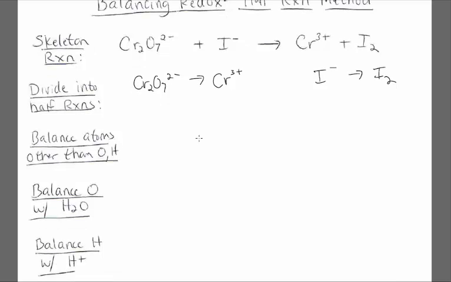All right, the next step is that you balance atoms that are not oxygen or hydrogen. So we're not going to balance the oxygen yet, but chromium, we have 2 there, we have 1 there, so we're going to make it Cr2O7 2 minus going to 2 chromium 3 plus, and over here we need 2 I minuses going to iodine.